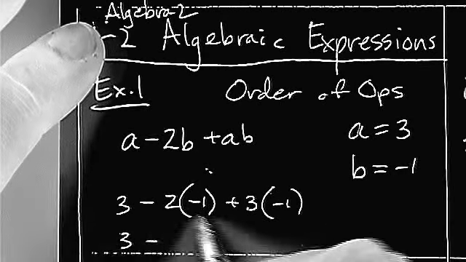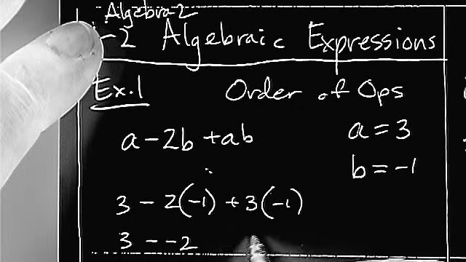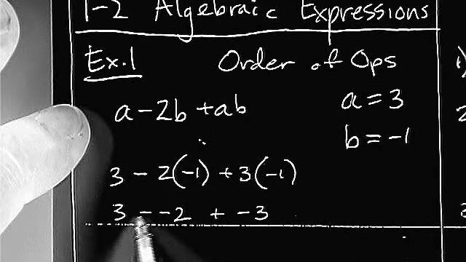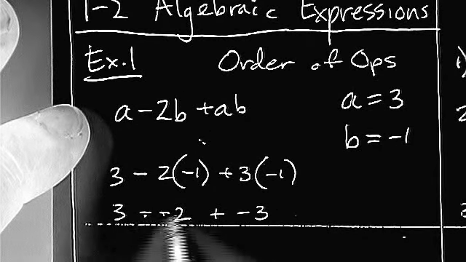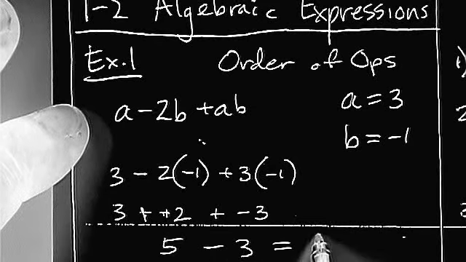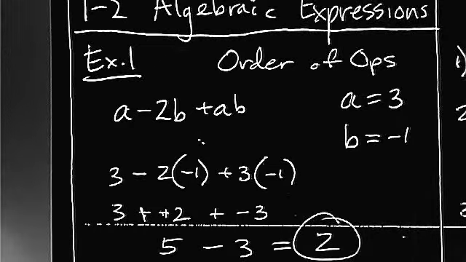So we have 3, 2 times negative 1 gives me negative 2, and 3 times negative 1 gives me negative 3. So now I'm going from left to right with addition and subtraction. 3 minus 2 minus negative 2, that becomes a plus. That's 5, and then a minus 3 gives me 2. Okay?